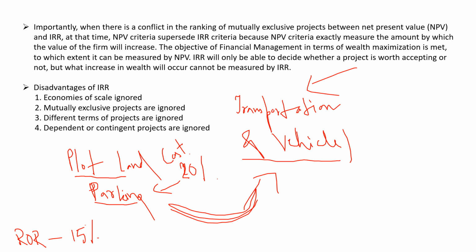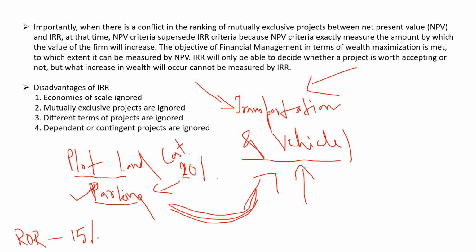If I want to indulge in the transportation of vehicles, I also need a parking lot for that, and the parking lot maintenance expense is way higher than the profit I'm earning from this business. This thing is ignored by the IRR method. We only see the return from investing in the transportation of vehicles. We do not see the parking expenses, the maintenance expenses which we will have to incur if we indulge in the business of transportation of vehicles. I hope it is clear. So these are the disadvantages of IRR.